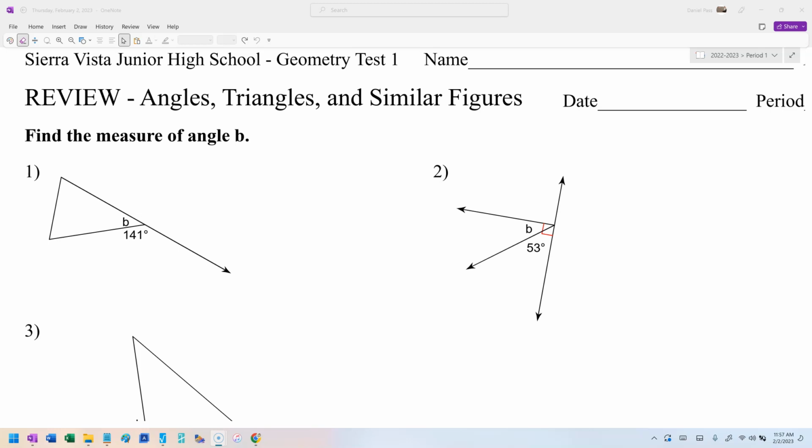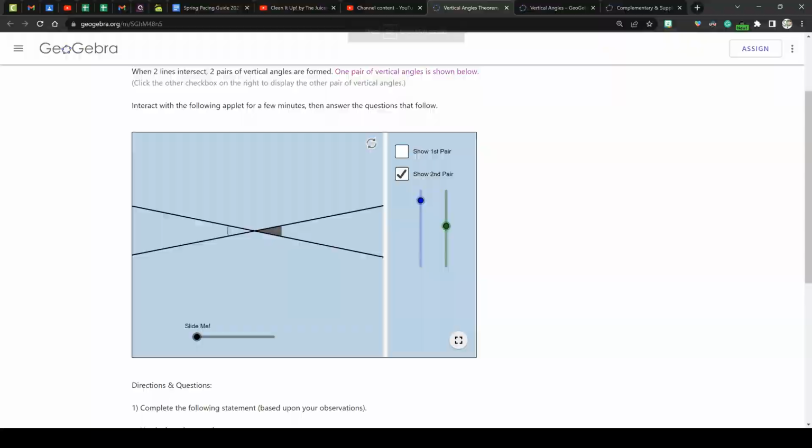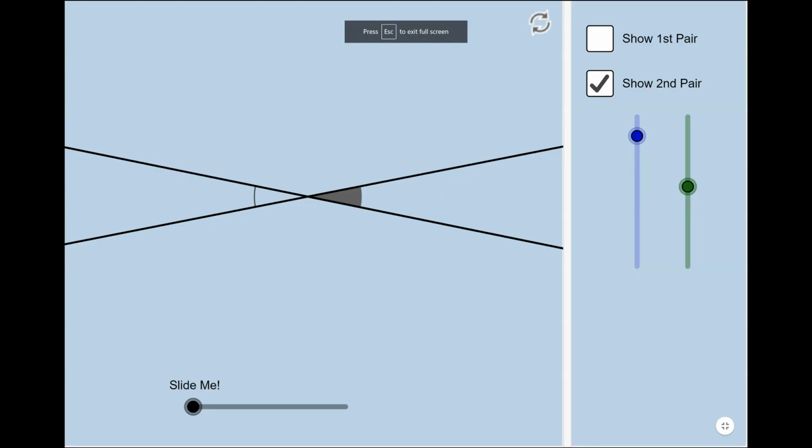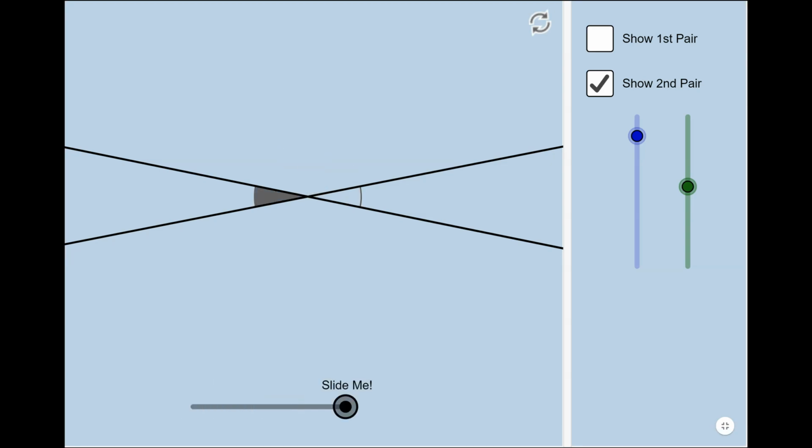Welcome back, everybody. So today we're going to be looking at angles, triangles, similar figures. And I'm going to start with reminding you of my... So first thing here, so you can see here, what do you see?